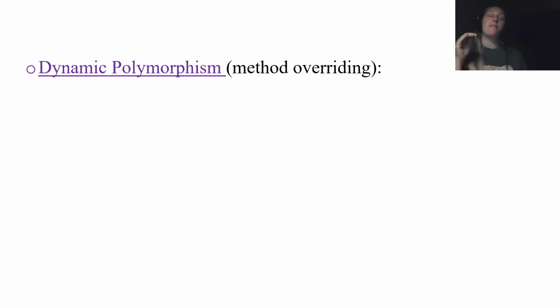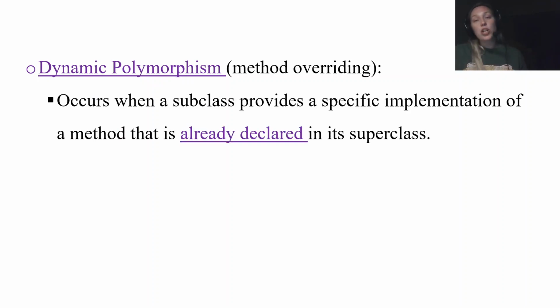Dynamic polymorphism, that's the new one we're going to talk about a lot. It's also called method overriding. This occurs when a subclass has a specific implementation of a method that is already declared in its superclass. So it has the same method as its super, but it does something differently in that method than its super does in its method.